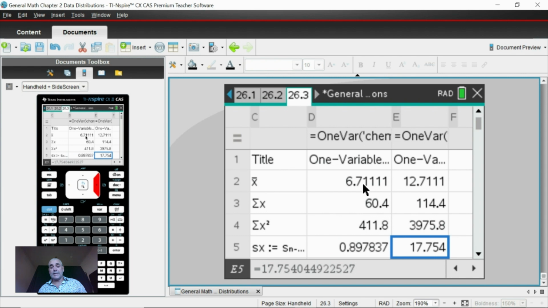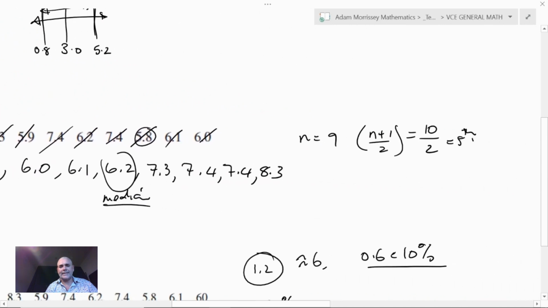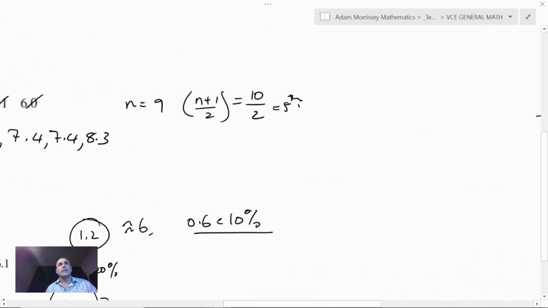So this represents roughly speaking a 20 times increase in the standard deviation. Now, to wrap up the final part of this video, we're focusing in on the error that was made in this chemistry experiment and what effect that's having on the summary statistics. I just want to focus in on the standard deviation, because the main focus of this video was to talk about the standard deviation.